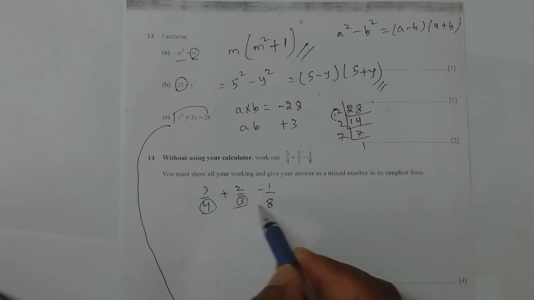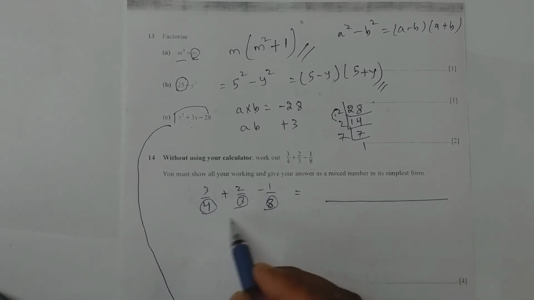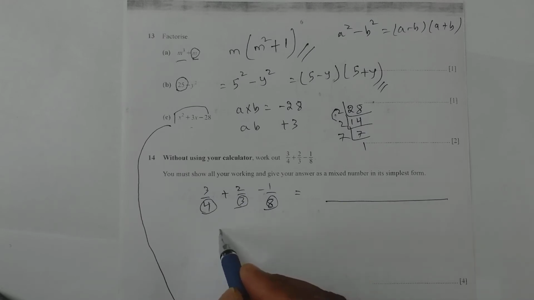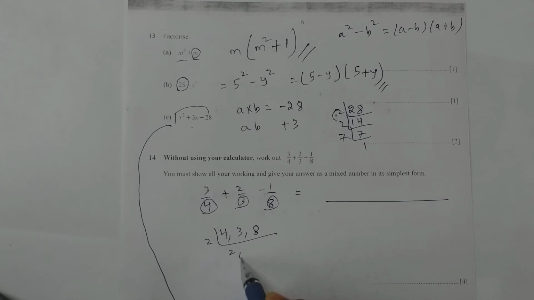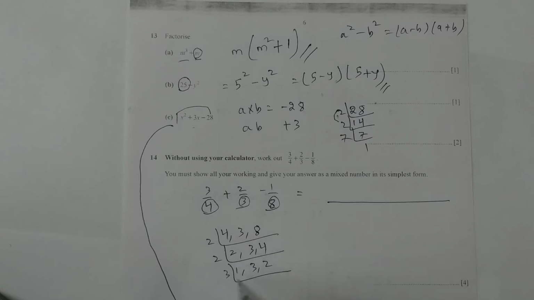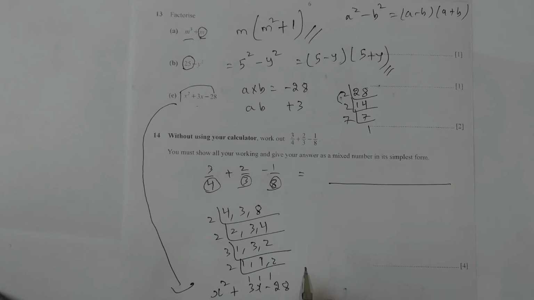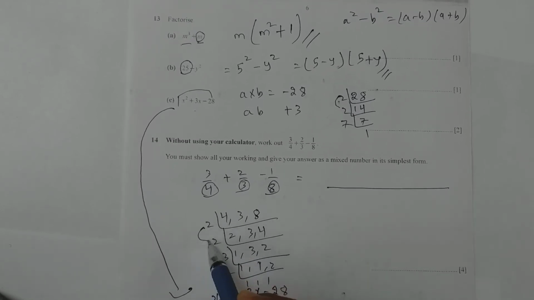Denominators are not the same, so you need to take the LCM of them. So what will be the LCM of 4, 3 and 8? If I start with 2: 2 is 3, 4. Next again 2: 1, 3, 2. So my LCM will be 3, 1, 1, 2, then 2, 1, 1. So that will be 2 into 2, 4, 4 into 3, 12, 12 into 2.